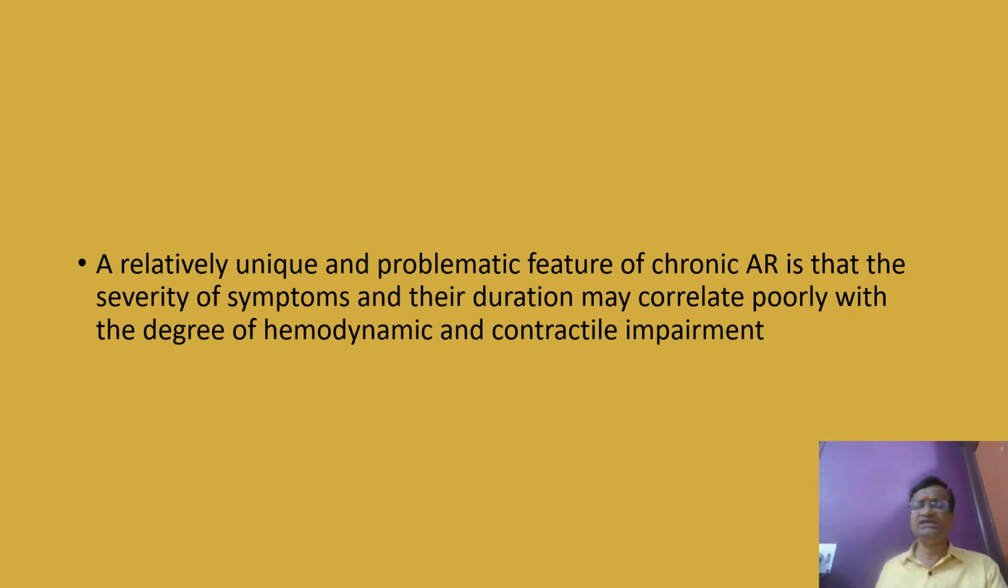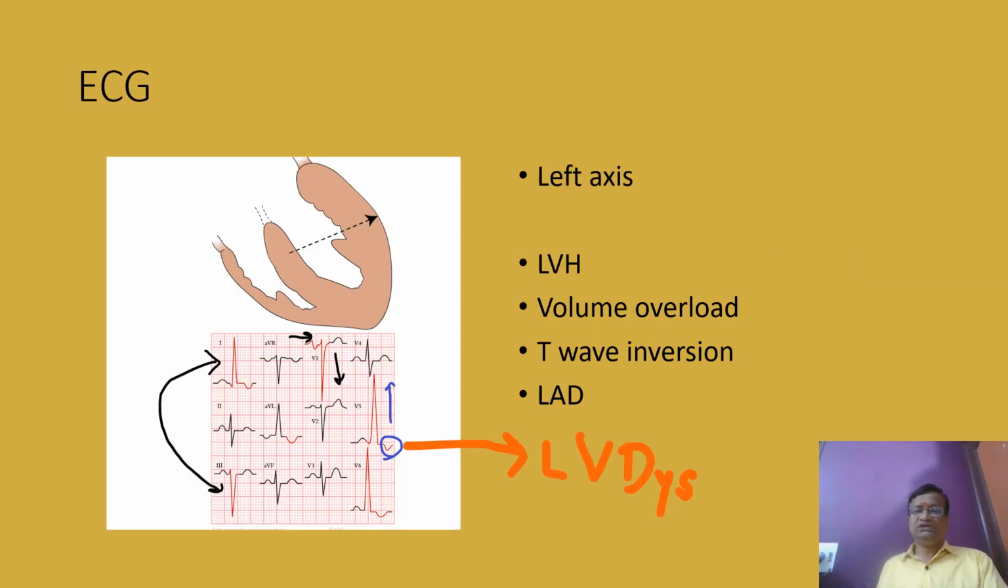The most important thing is that they may not reflect the severity. The patient may be severely symptomatic, and sometimes it may not be very severe. This is a unique feature of chronic AR.